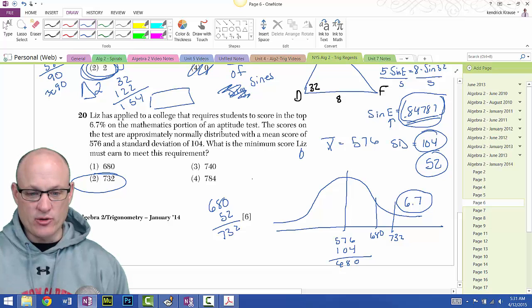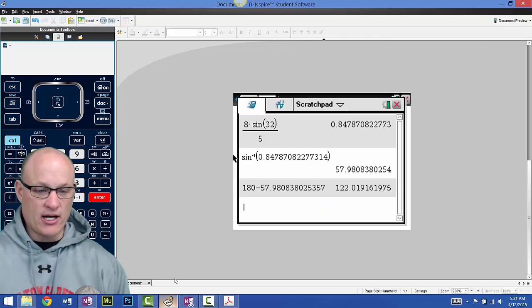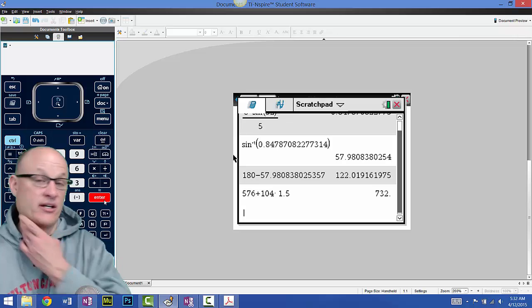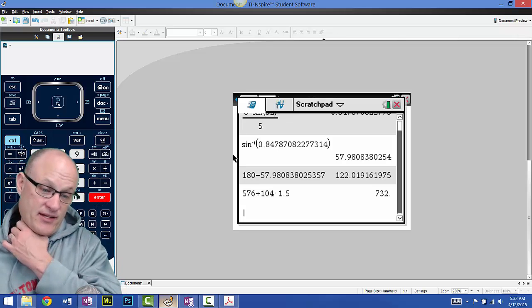Now the easiest way to do it would be to just take 576 and add 104 times 1.5 standard deviations. If you did that right away on your calculator, 576 plus the standard deviation of 104, and you need one and a half of them, you just add 1.5 times 104 and you get your 732 right away. All right, that's the easiest way.